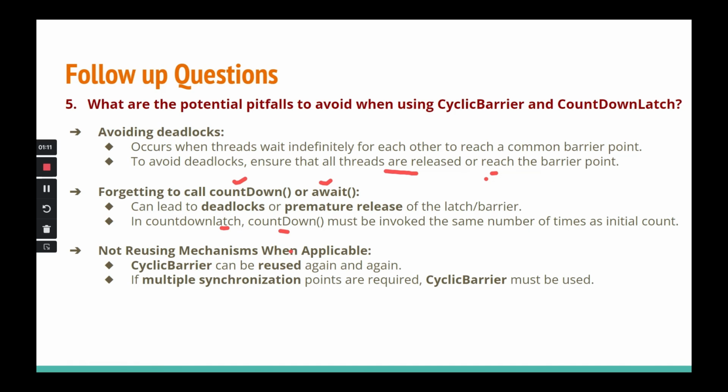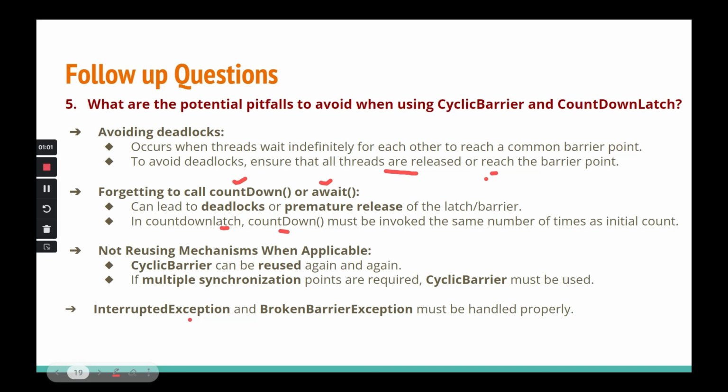Not reusing mechanisms when applicable. So cyclic barrier can be reused again and again, and if there are multiple points required, we can use the cyclic barrier. And also the exception handling needs to be done properly. So these are some of the things to keep in mind when you're using both these synchronization constructs.